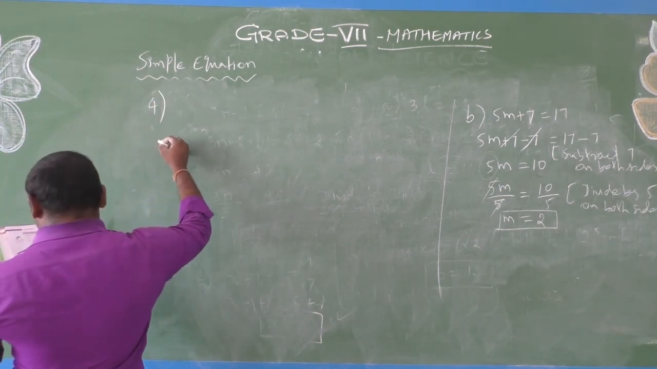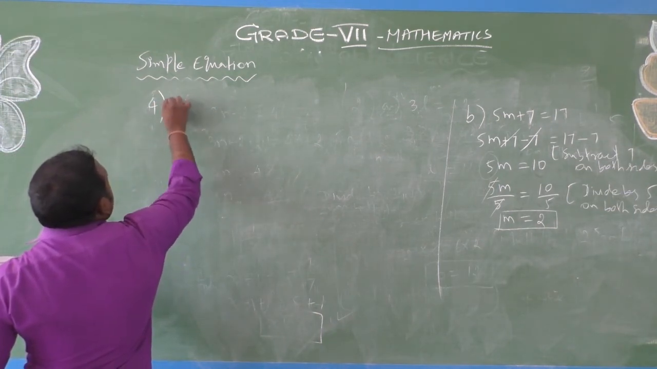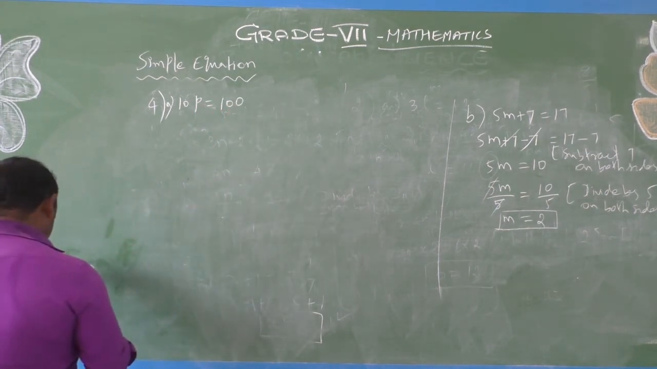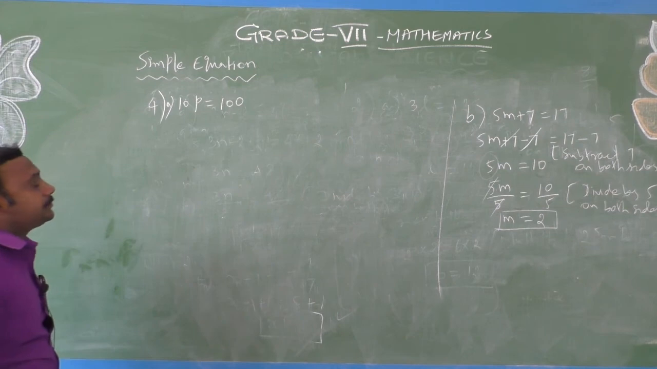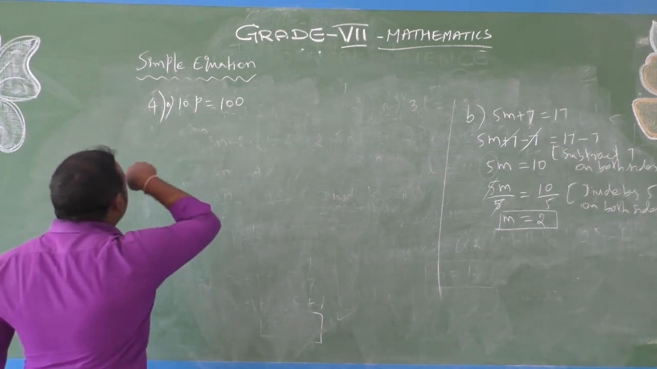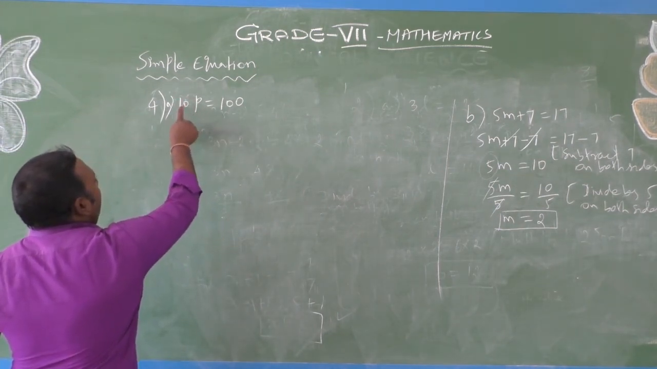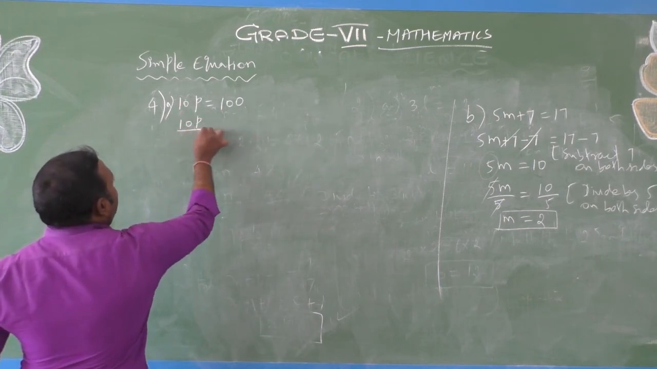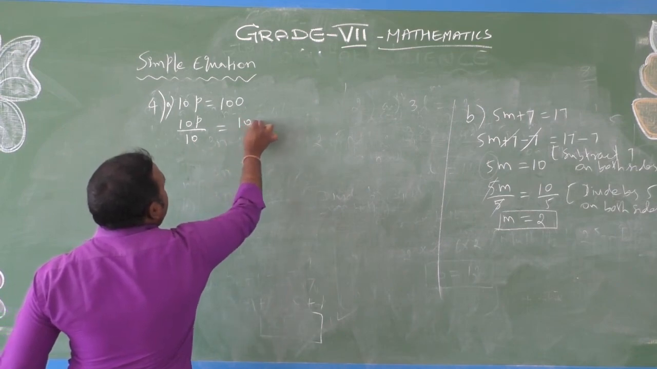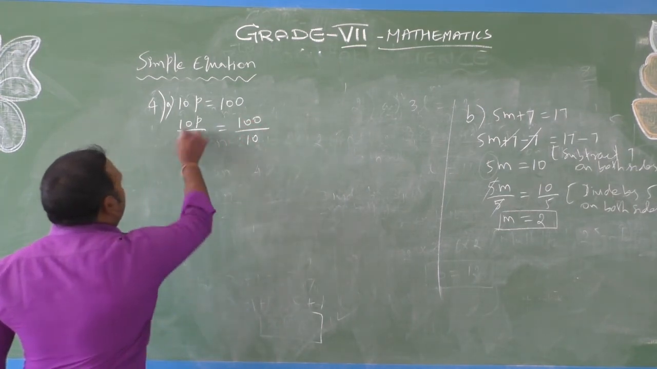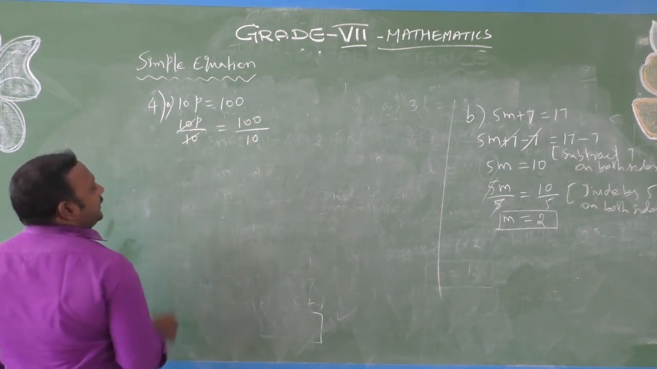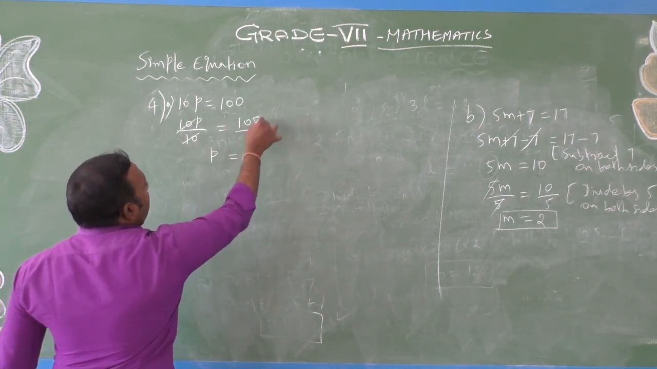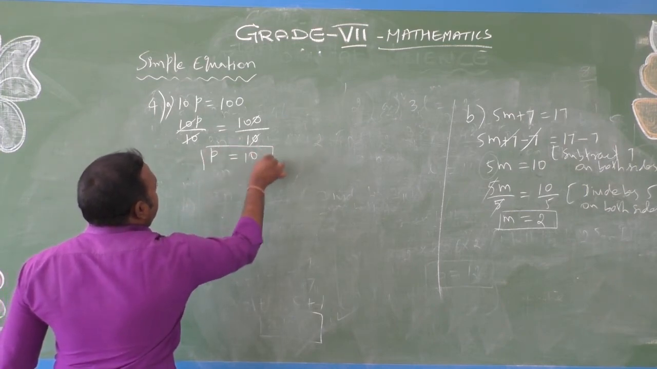For the sum, 10p is equal to 100. Here multiply by 10 we have, so we divide by 10 on both sides. Now we have 10 and 10. Both the 10s will be cancelled. So p is equal to 10 is the answer.